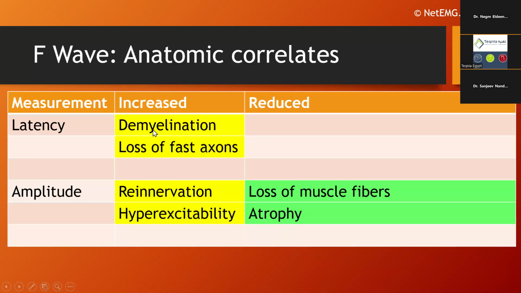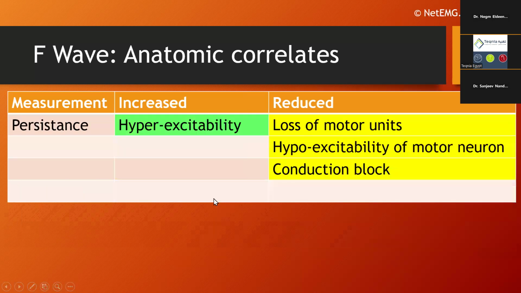The latency is increased because of demyelination, and it can also increase due to loss of fast axons. Although we don't measure the amplitude, visually we can see higher amplitude with reinnervation or hyperexcitability, and it can be small due to loss of muscle fibers and atrophy. Again, I emphasize, most of our analysis is based on latency, not on amplitude or other things.